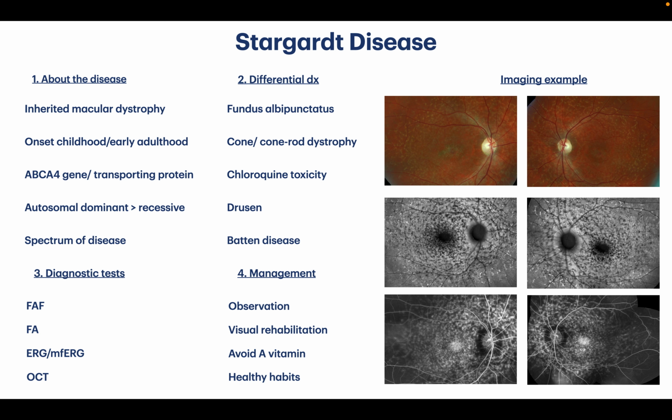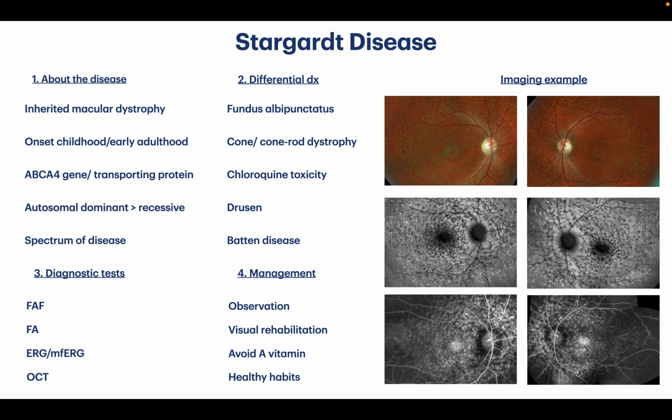FAF usually discloses a black or hypoautofluorescence in the macula of both eyes, and patients usually have surrounding hypo and hyperautofluorescence spots surrounding the black macula. Fluorescein angiography usually discloses the dark choroid because of the accumulation of lipofuscin that blocks the hyperfluorescence of the choroid.